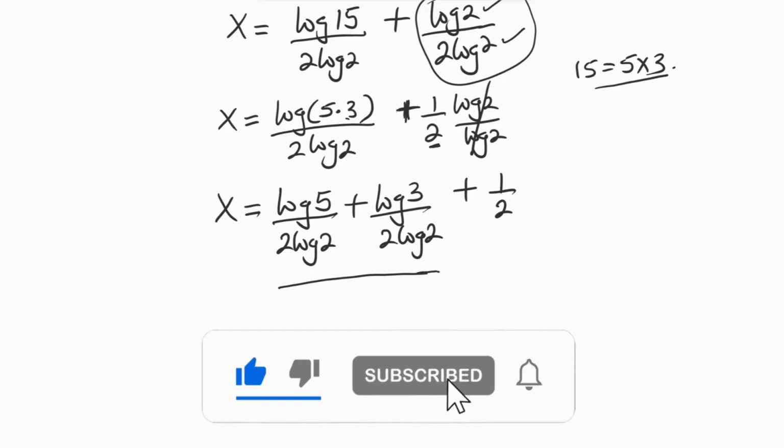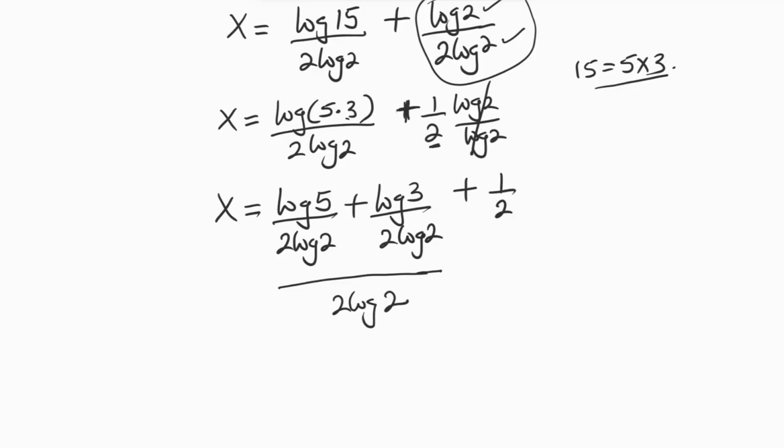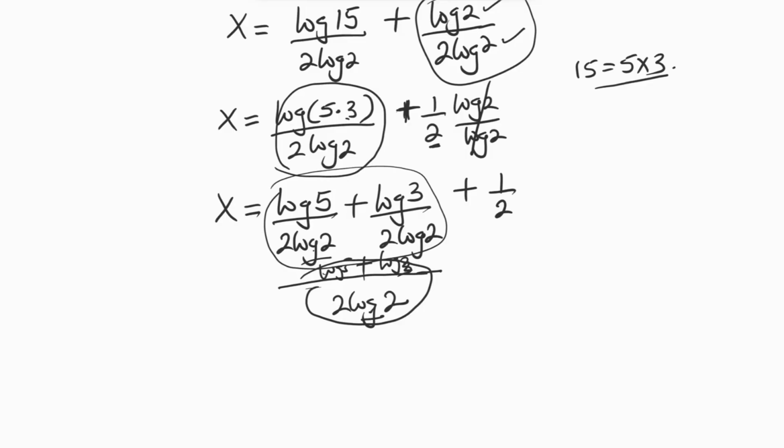We've written this way because if you take the LCM, 2 log of 2 times 2 log of 2 over 2 log of 2 is 1. 1 times log 5 is log 5, plus 2 log of 2 over 2 log of 2 is 1, 1 times log 3 is log 3. So you have log 5 divided by 2 log 2 plus log 3 divided by 2 log 2, which is exactly what we also have here. So it's all the same thing, right?